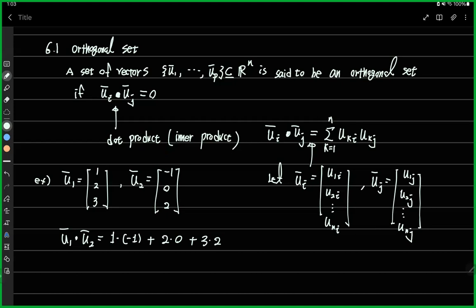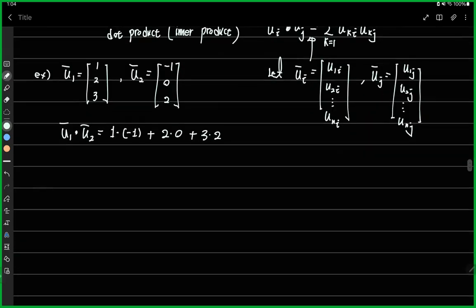Going back to the definition of an orthogonal set: this set is an orthogonal set if the dot product of two vectors in that set returns 0 for any i and j, where the two subscripts i and j must be distinct. All right, so here's the theorem.